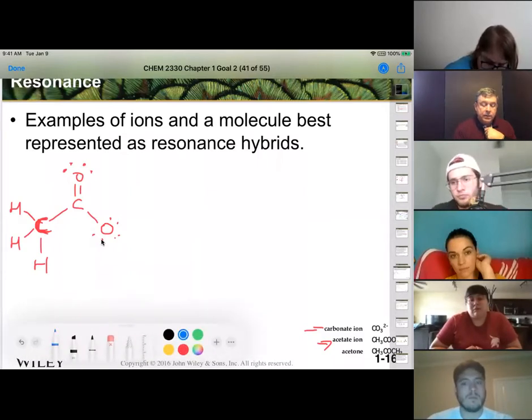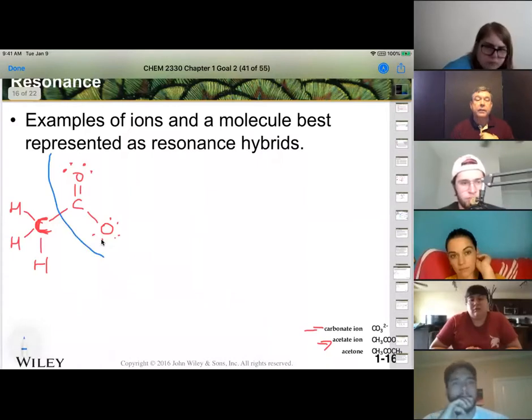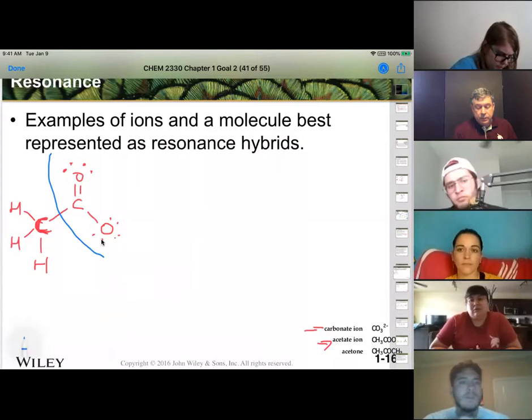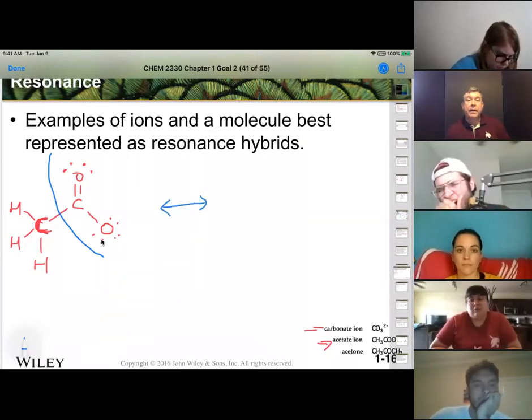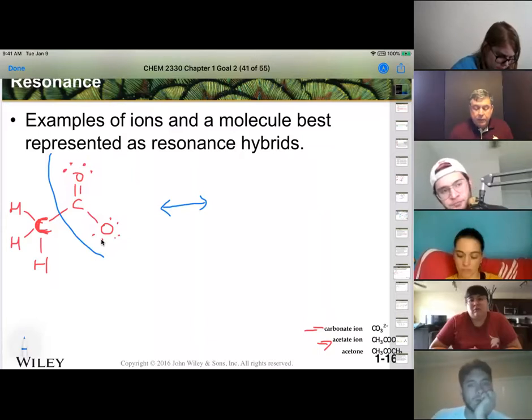So let's start worrying about this half of the molecule here and see if we can't make a resonance contributor that looks different from this one that's here. So I'm going to draw that double-sided arrow to show that we have a resonance structure here. And I'm going to draw the part of it that doesn't change.